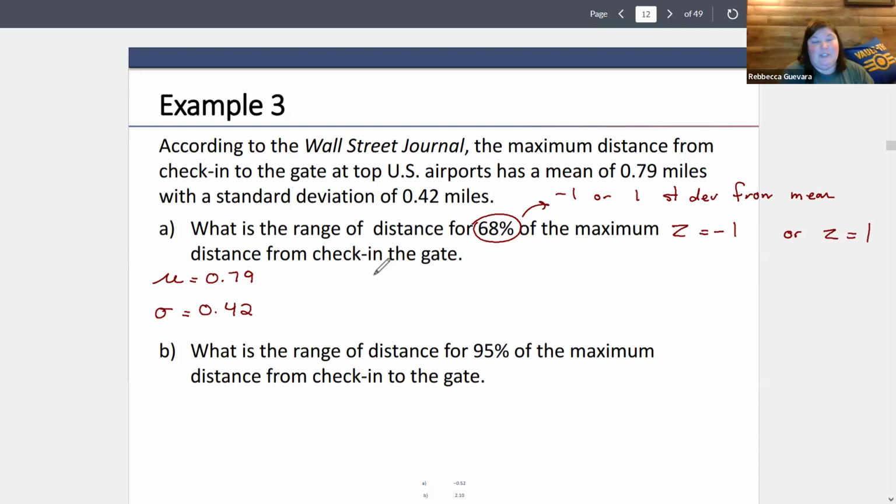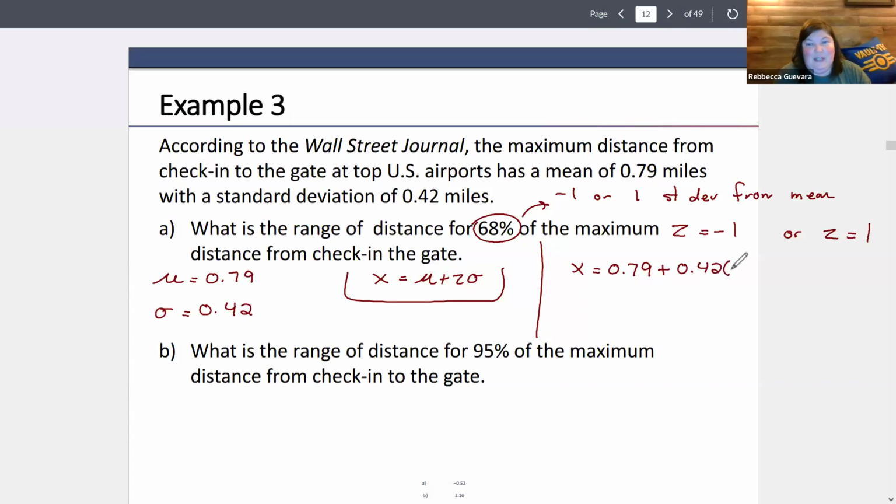To figure out those distances, x is the mean plus the z-score times the standard deviation. So x is 0.79 minus, there's going to be a minus, but we'll get to why it's a minus, 0.42 times that z-score of -1. If I do that, then we're at 0.37.